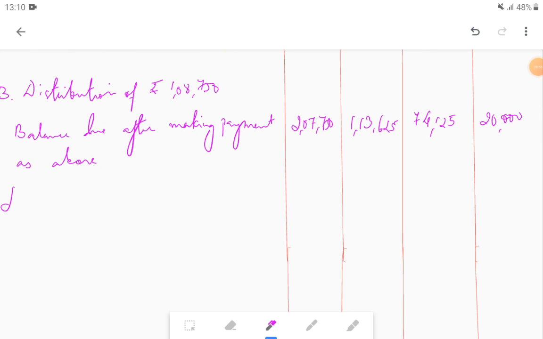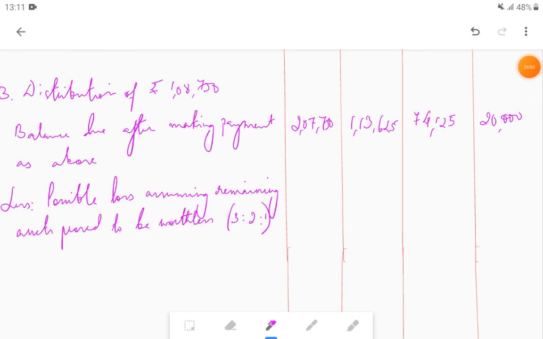So less possible loss, again the same statement, possible loss, assuming that the remaining assets prove to be worthless, and we're sharing it in the ratio 3:2:1. So if you're receiving an amount of 1,08,750 and your balance due is so much, the possible loss is rupees 99,000, which is 2,07,750 minus the amount you're receiving, 1,08,750. Balance is 99,000, which is to be distributed amongst your partners in the profit sharing ratio 3:2:1.